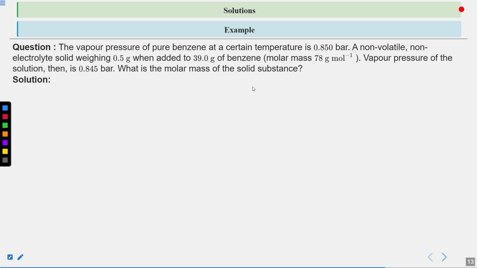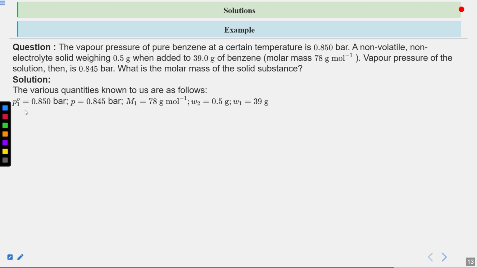So let's see the solution. What are the quantities that we are already aware about? We are aware about the pressure of the pure solvent, which is given here. Then we are aware about the pressure after the addition of the solute particle, which is this. And the molar mass of benzene is given. The weight of the solute and the solvent both are given.